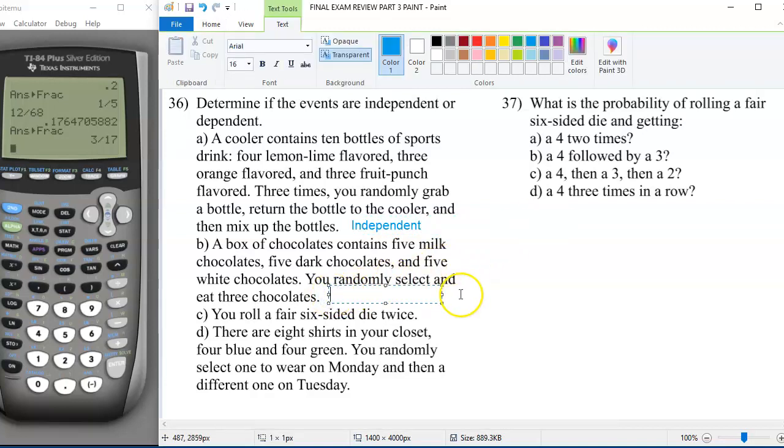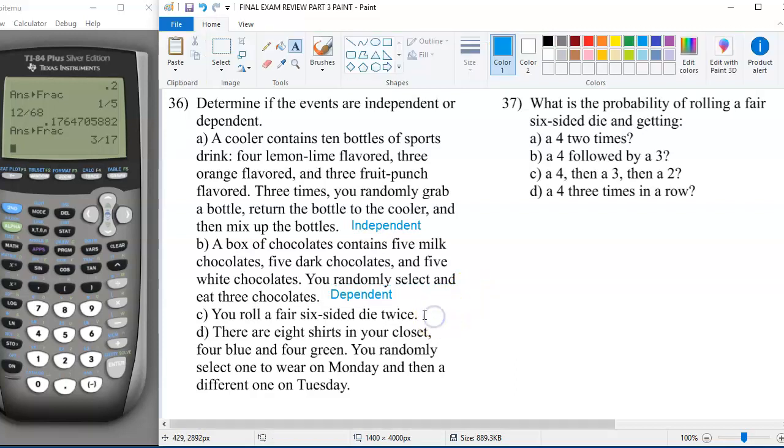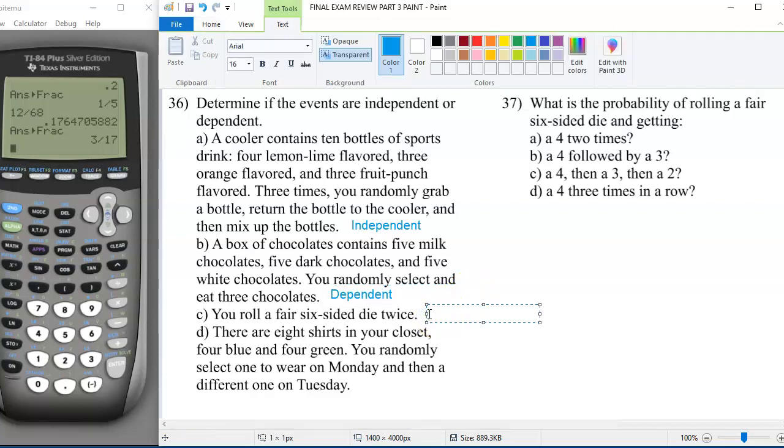Whereas on B, you've got 15 pieces of chocolate. You grabbed a piece, you ate it. You grabbed a piece, you ate it. You grabbed a piece, you ate it. Every time you grabbed a piece, the total number of chocolates changed. It went from 15 to 14 to 13. So that would be dependent events because your second choice depended on what your first choice was. And your third choice depended on what the first 2 were because you couldn't eat the same chocolate twice.